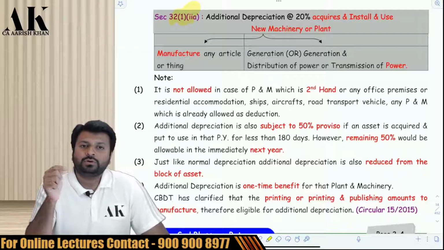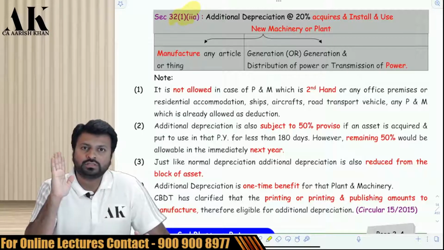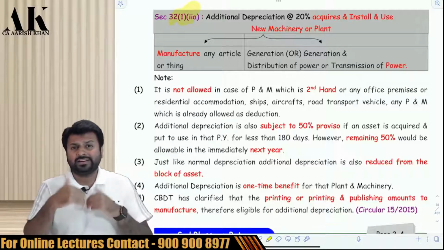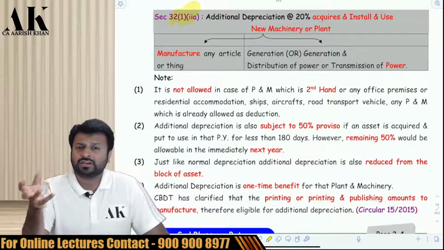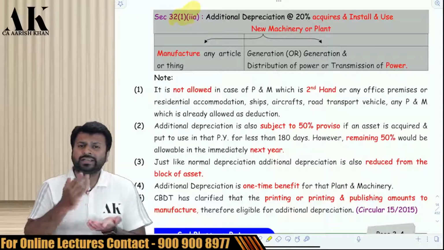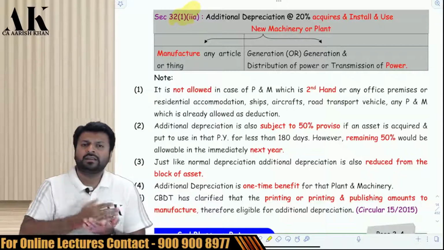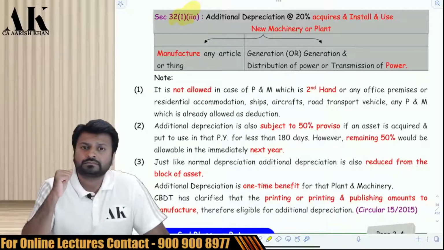Sir, if I acquire and put to use for less than 180 days, then you will get 10% in this year, 10% in the next year. Don't worry about it. Sir, will I get normal depreciation? Definitely yes. This is additional, over and above the normal. So if you acquire and put to use an asset, being a manufacturer or power generator or distributor, you will get 15% normal depreciation on plant and machinery and 20% additional. If you acquire and put to use for less than 180 days, normal depreciation will be 7.5%, additional depreciation will be 10%, and the balance additional depreciation will be allowed in the next year.